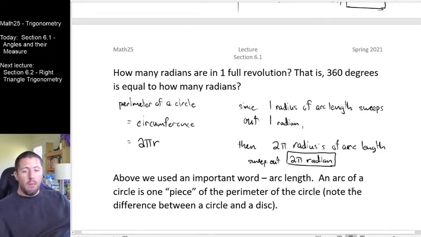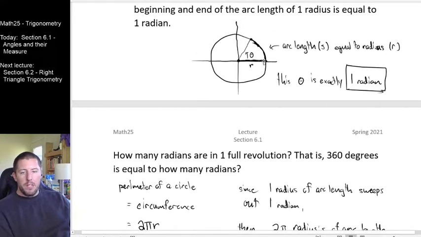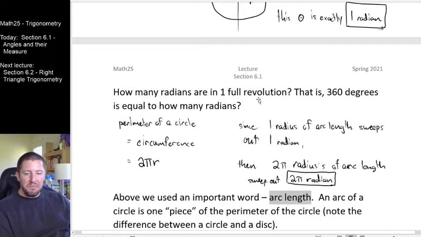So I'm going to weave a couple ideas in together here. We still want to talk a couple more things about getting comfortable with using radians, but I want to come back to a special word that I used up above, and that was arc length. We referred to this arc length as being a piece of a perimeter or a piece of a circumference, right? Arc length, the actual length itself, is always denoted with S, just like we always use R to denote radius length. S is always going to denote arc length.